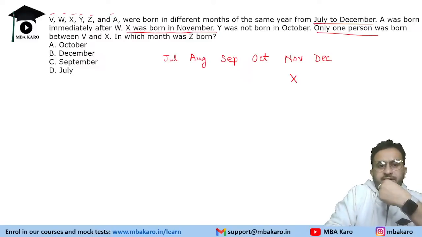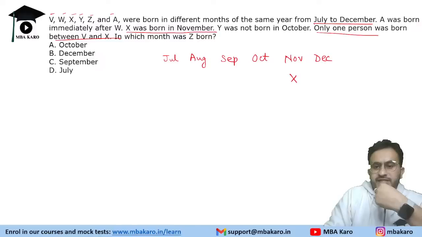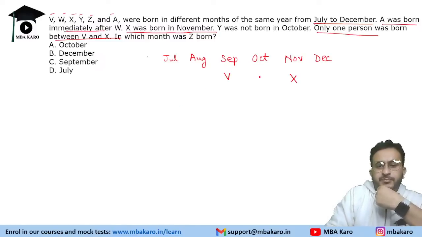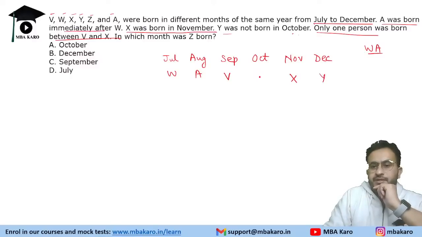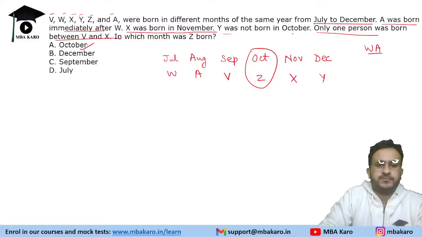Only one person between V and X. So this is X, then one person, and this will be V. Then A was born immediately after W. So we have to put W and A. So the only possibility is W and A. Right. Y was not born in October. So Y is born in December and the remaining person Z will be born in October.